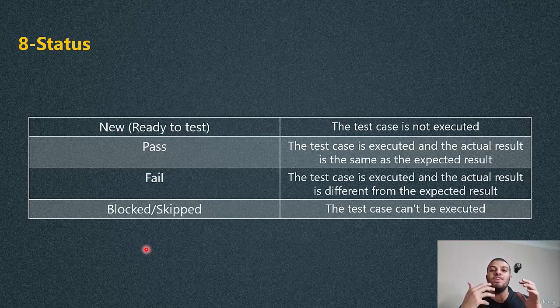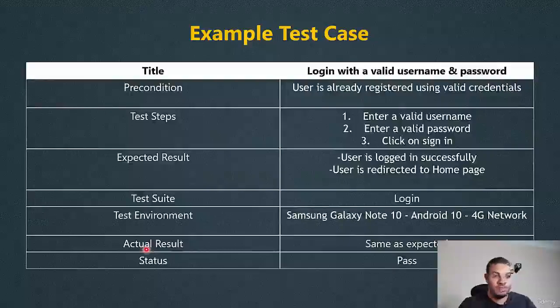Why? Because I'm not able to test it. Why am I not able to test the login functionality? Because it depends on the registration functionality. So I will not say the registration has failed, login has failed, adding items to cart has failed, checkout has failed. No, only the registration has failed, and all other functionalities that depend on registration can be considered blocked or skipped. Until the developer solves the problem in the registration, then we can say the login passed or failed. So this is the status of the test case.